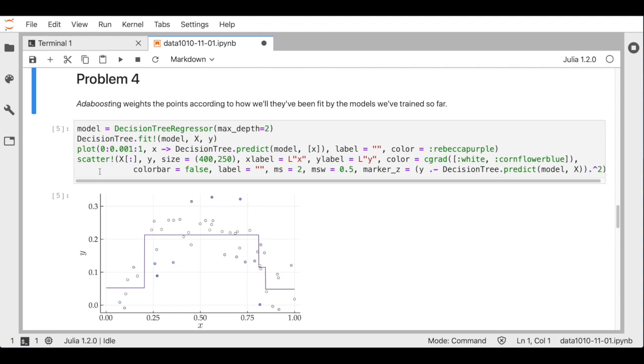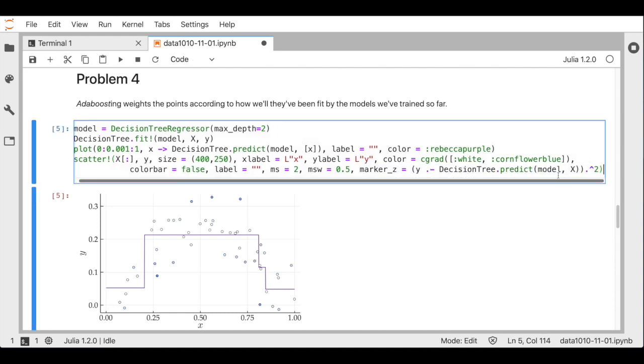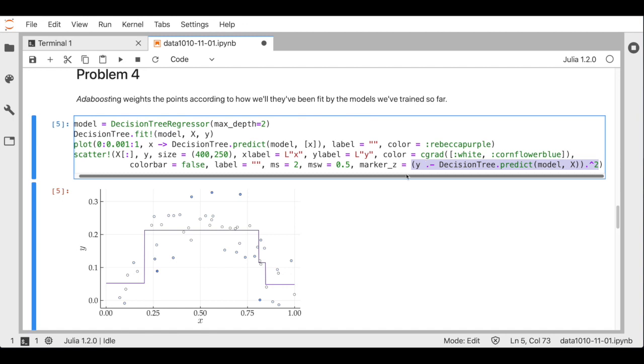And the idea is going to be to fit the first model to the data as normal and then look at the points that weren't fit very well. So the shading comes from this marker Z keyword argument, and it's saying let's make a prediction and then compare that to the actual response value and square it. So this is a squared deviation error. And so you can see these dark blue ones are far from the prediction, likewise here, whereas the ones that are closer are colored white. The color gradient scheme we're using is from white to blue.